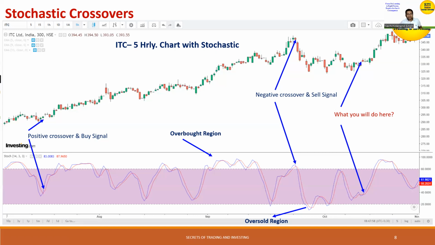It looks like a positive crossover, so buy here. Absolutely correct, this is the right answer, Induji. Because there is a positive crossover, it is a potential buy signal, so potential buying will be the right option.